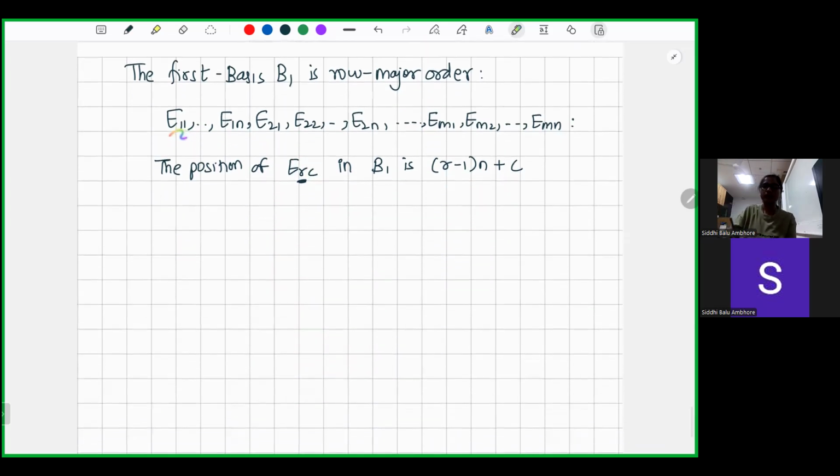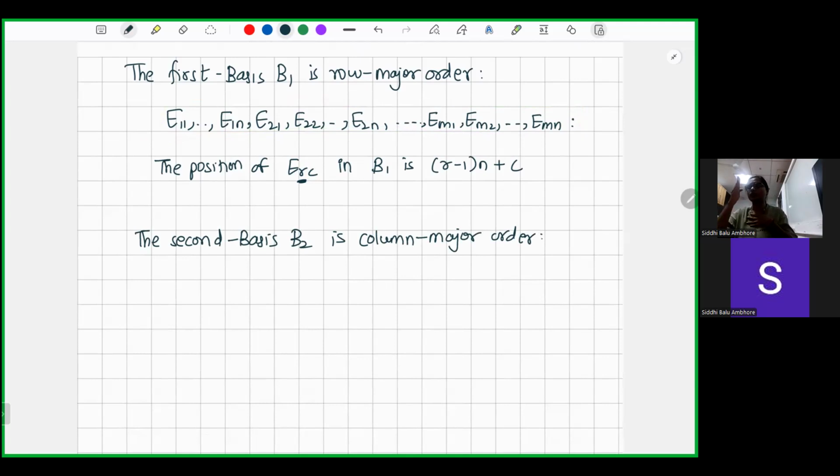And since this is an ordered basis, we need to know at what position the given basis element is placed in that basis. That's what we are trying to understand. Similarly, the second basis B2 is column major. So it is first taking care of all the columns: the basis corresponding to the first column, then moving to the second column, and so on.